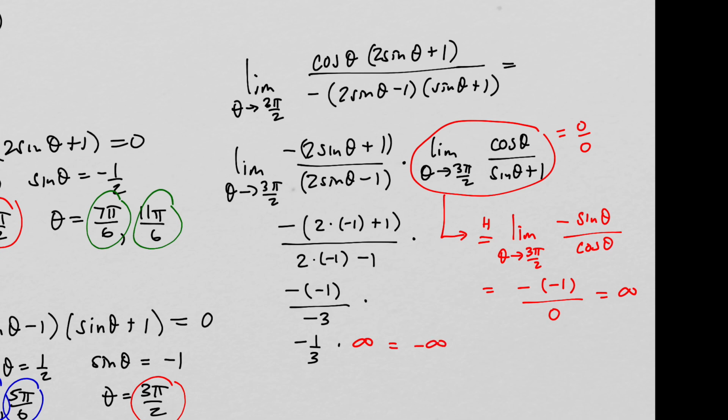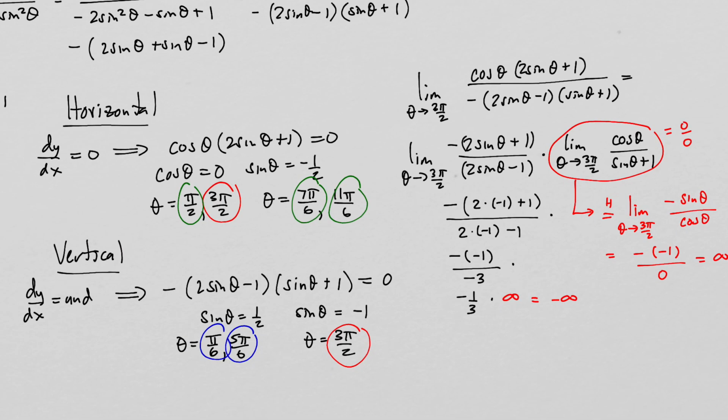But actually, if you do a two-sided limit, one from each side, you'll find that one side goes to infinity and the other side goes to negative infinity. So we definitely have a vertical tangent at that point. Okay? So we know that 3 pi over 2 is not horizontal, and it belongs in the vertical category.